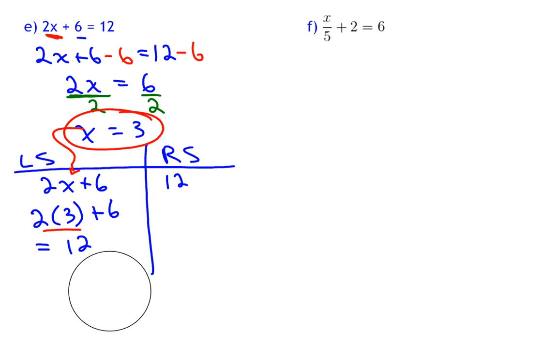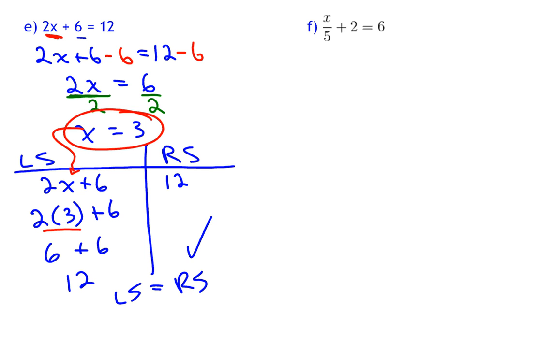If you need that intermediate step in there, by all means, include it, whatever helps you. So we get 6 here plus 6 here, and that's 12. So we get that the left side is equal to the right side. We've done this correctly. So you should be able to do a check on every one of your questions if you have enough time, just to make sure that you have done them correctly.